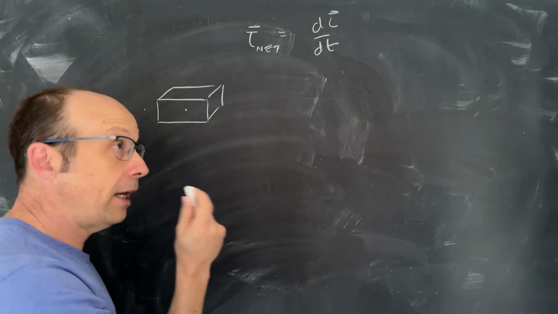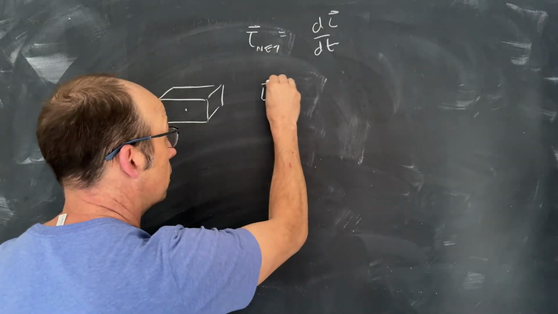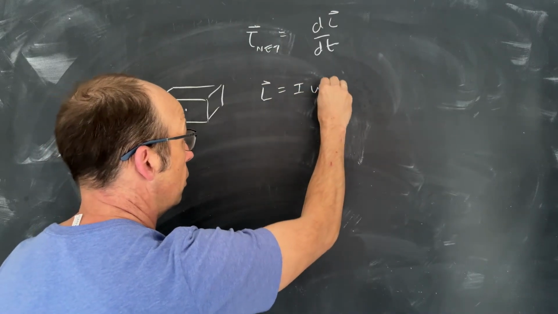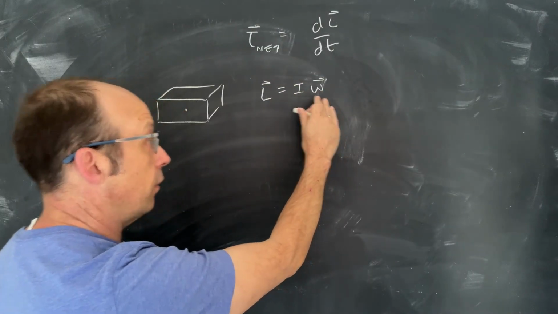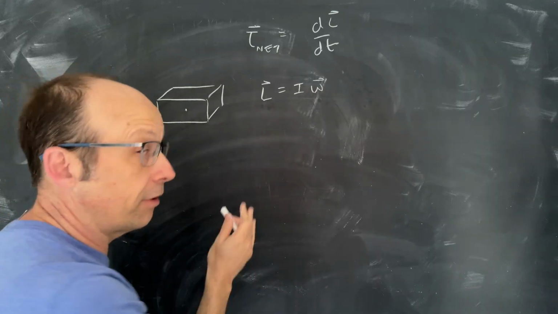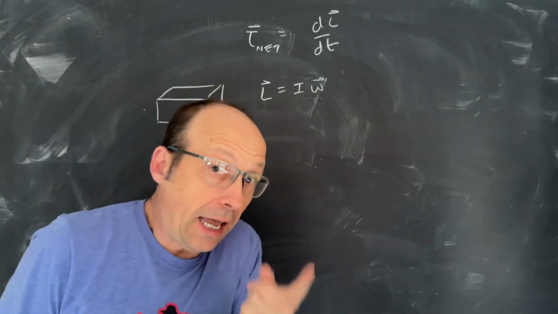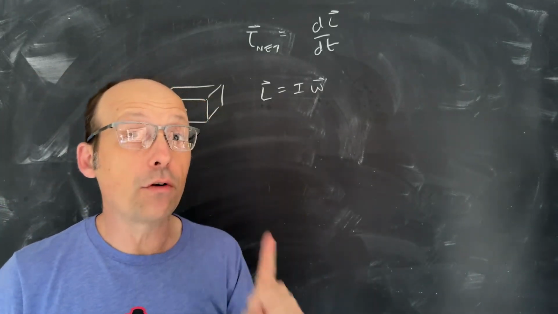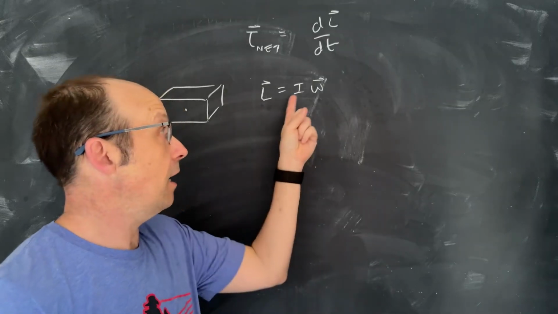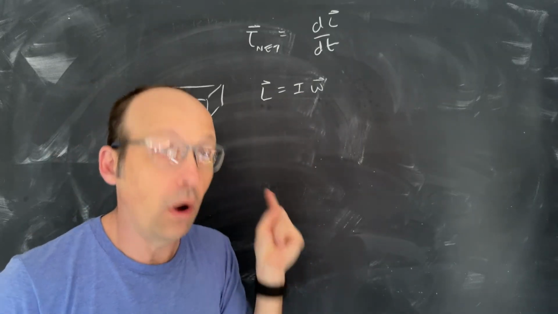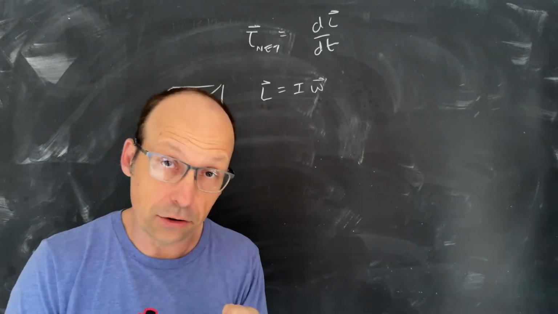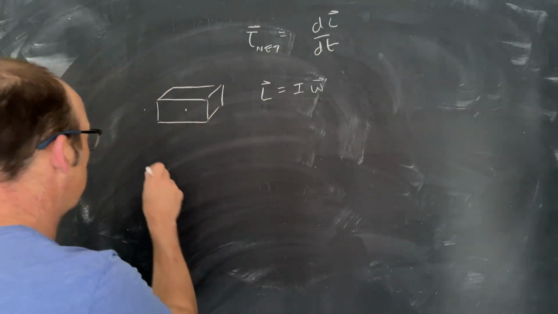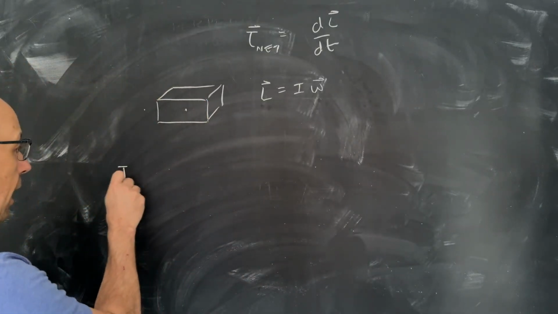Now, how do we write L? We write L as I omega, where omega is the angular velocity, L is the angular momentum, and so this is going to be constant. Now, if I have a rigid object that's not rotating about a fixed axis, then I is not a scalar value. I is the moment of inertia tensor. So we can write this moment of inertia tensor as this.